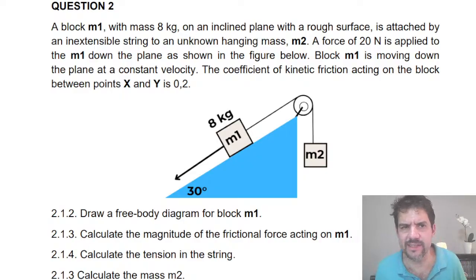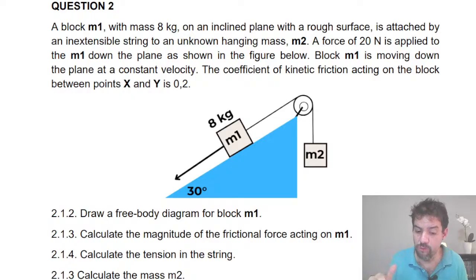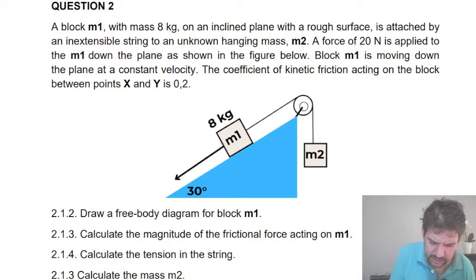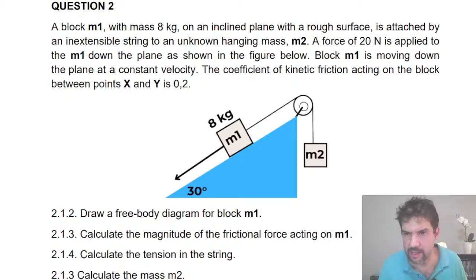Block M1 is moving down the plane at a constant velocity. So it means block M1 is moving at constant velocity, and that changes everything. It makes it now very easy. So velocity is constant. And I want you to note the following. Since the objects are moving with constant velocity, the system is at equilibrium, and therefore we apply Newton's first law. So no Newton's second law needed here.